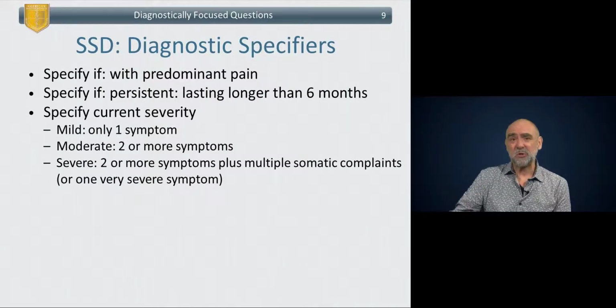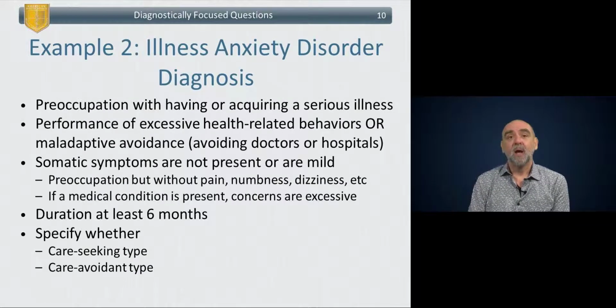Diagnostic specifiers, just know that when that's with predominant pain, the main somatic symptom is going to be one or more different types of pain, right? And now let's look at illness anxiety disorder.